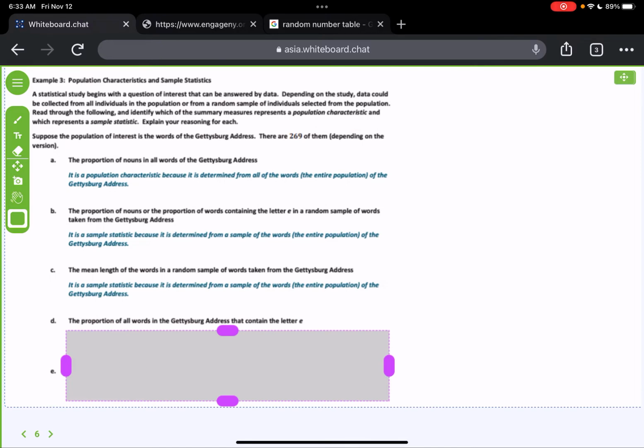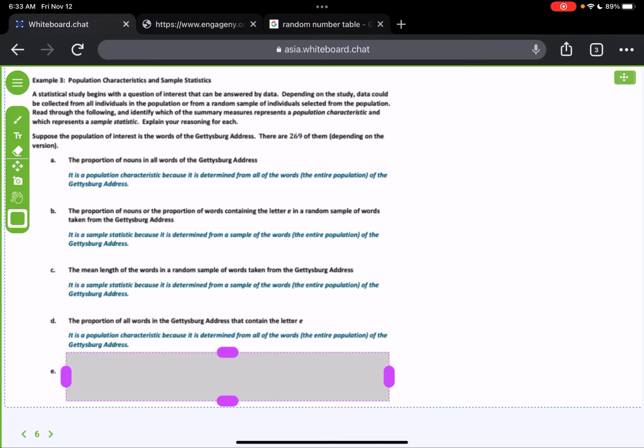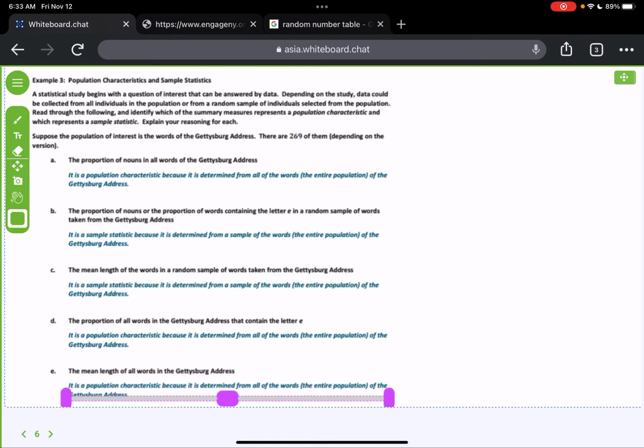The proportion of all the words of the Gettysburg Address that contains the letter E. Well, you're looking at all the words, so it's a population characteristic because it is determined from all the words. All right, one more. The mean length of all words. There you go. Another population characteristic. Super simple. If it comes from a population, it's a population characteristic. If it's come from a sample, it's a sample statistic.